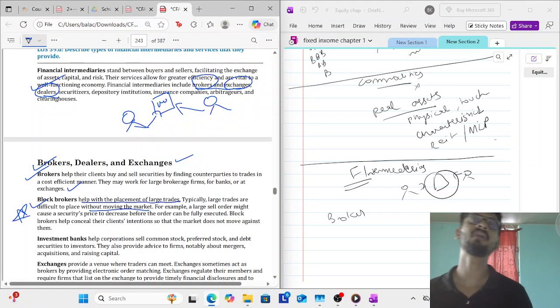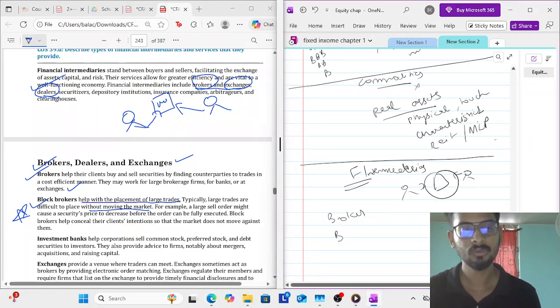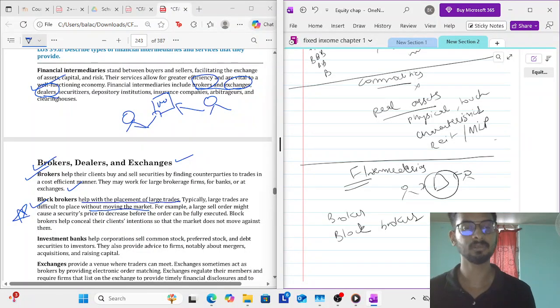So if I am placing a large buy order and the market knows there is a buy order sitting there, I will be punished. You actually get victimized here. So to handle the situation very smoothly, there are block brokers.